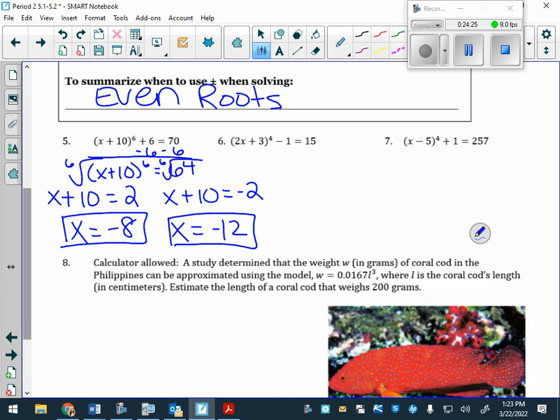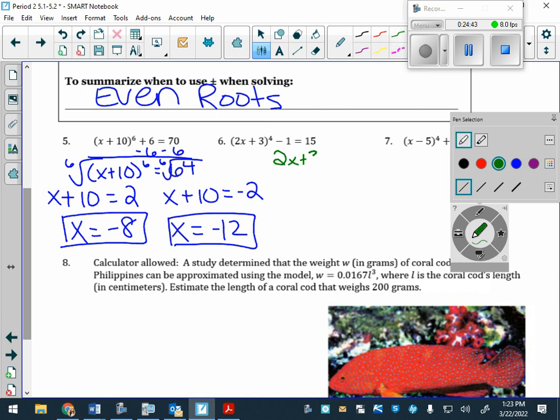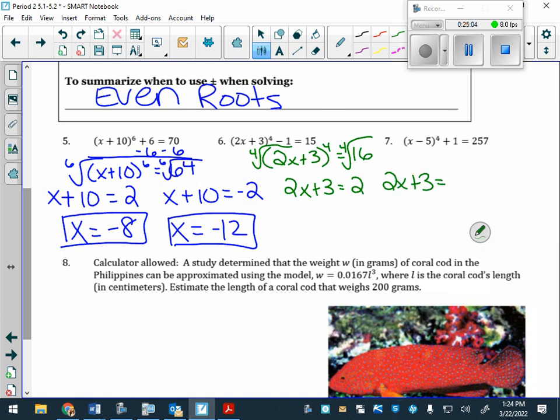All right? Let's look at number 6. What do you do first? Liam. Add 1 to both sides. Then what do we do? Danielle? Good. 2x plus 3 equals 2, and 2x plus 3 equals negative 2, since we took an even root.